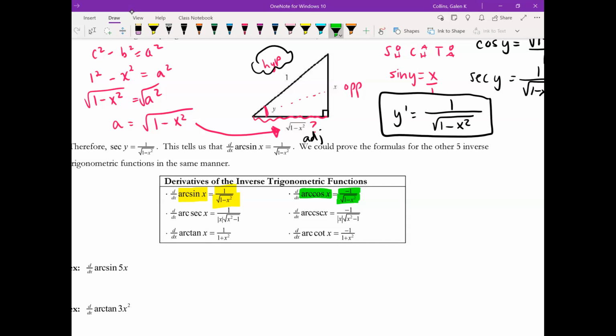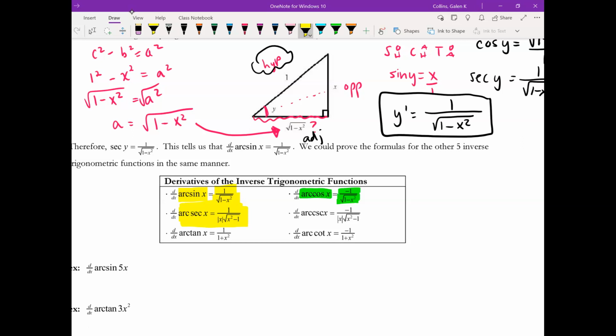So if we look at the secant, the derivative of the arcsecant of x, or the inverse secant of x, is 1 over the absolute value of x times the square root of x squared minus 1. And again, we just want to memorize that. If you're wondering about the absolute value, that just has to do with domain restrictions on secant.